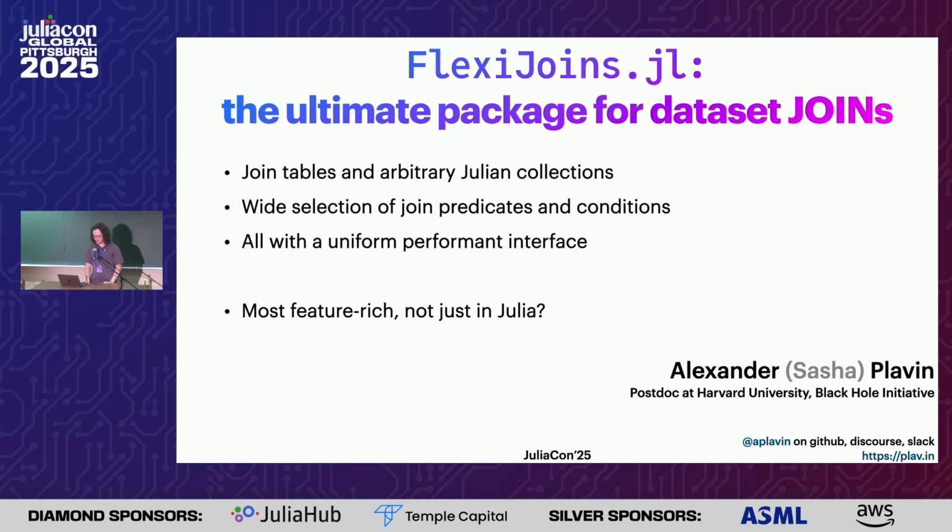So to sum it up, FlexiJoins.jl. This is the ultimate package, in my opinion, for joining datasets. Works for tables, and not just for tables, for arbitrary collections in Julia, collections of arbitrary objects. Anything works. Very wide selection, the widest I can remember seeing in any library, of join predicates, join conditions, and everything with just a uniform and performant interface. I think it is really the most feature-rich package for joining.